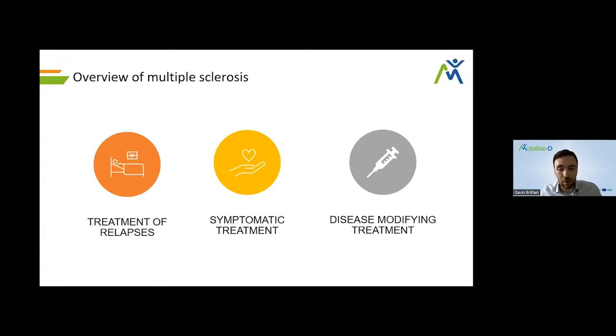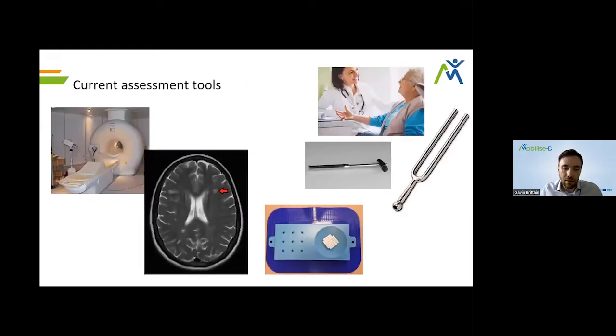I'll briefly cover why we need better tools to guide the choice of our disease-modifying treatments, and ultimately better tools may help us find a cure. Current assessment tools include longitudinally reviewing patients' magnetic resonance imaging, or MRI scans, to look for new areas of plaques or these scars which indicate that a condition is active. An example of a plaque or a scar can be seen on the screen with the red arrow.